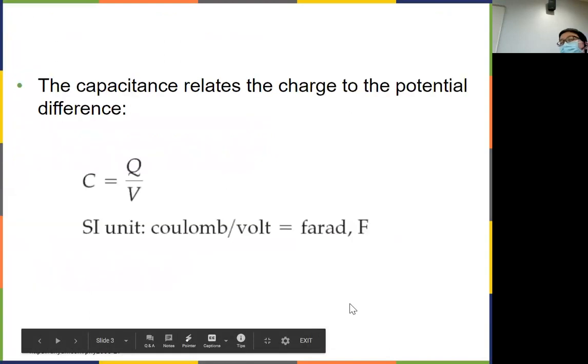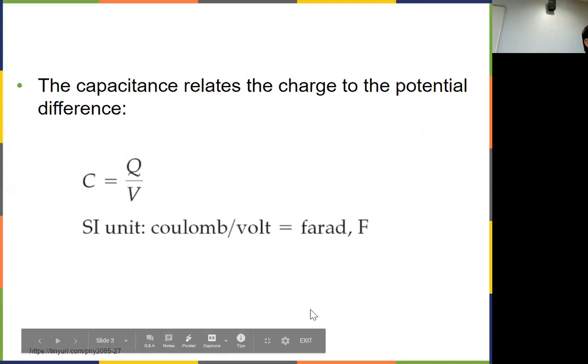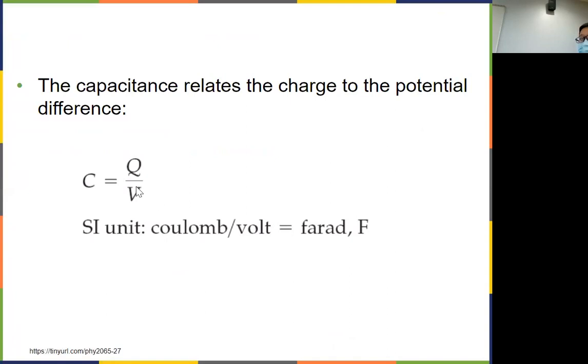The capacitance of the capacitor is defined as the charge you build up divided by the voltage across the two plates. So it's C = Q over V. Q is in coulombs, V is in volts for the SI units. So the SI unit for capacitance is coulombs over volt. It has its own name, called the farad, or F.